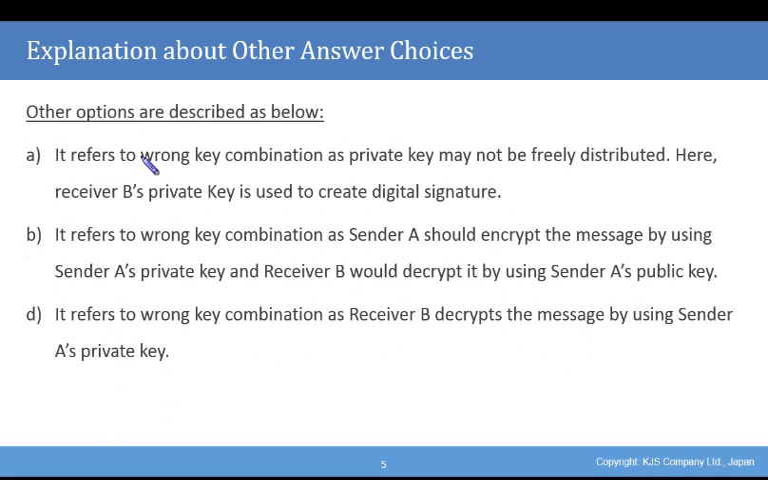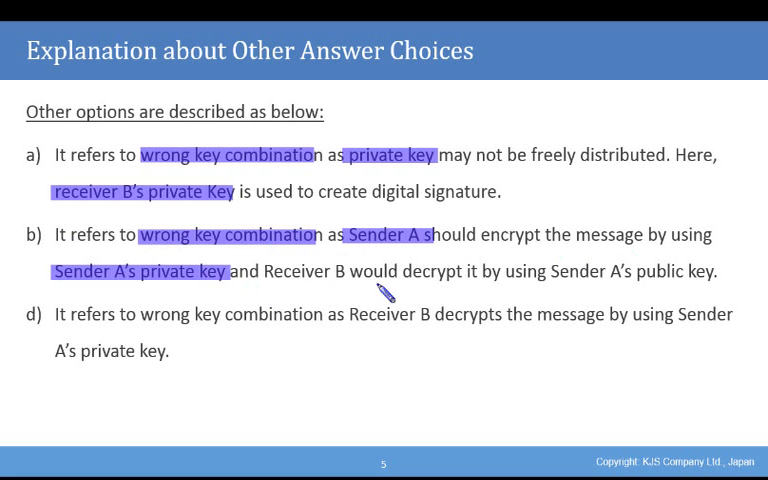A. It refers to the wrong key combination, as a private key may not be freely distributed. Here, receiver B's private key is used to create a digital signature. In B, it refers to wrong key combination, as sender A should encrypt the message by using sender A's private key, and receiver B would decrypt it using sender A's public key. D, it refers to the wrong key combination, as receiver B decrypts the message using sender A's private key. So here the answer was C.